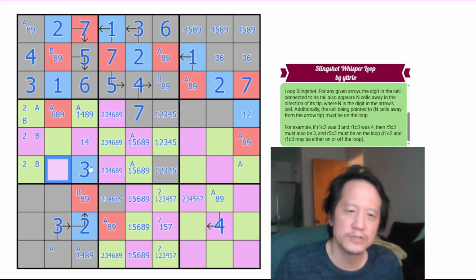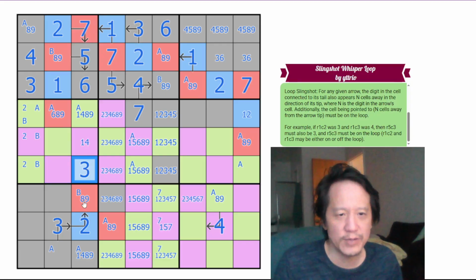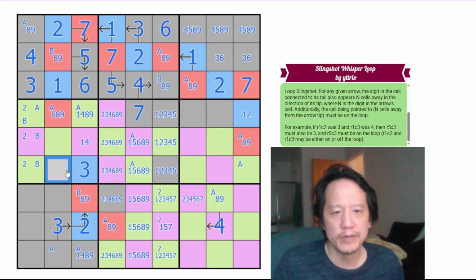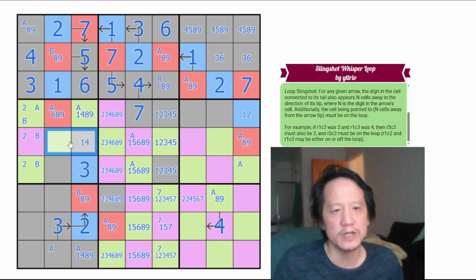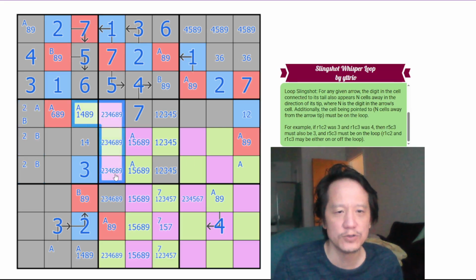Oh, no. So it can't go here. The 3 has to be next to 8 or 9. This can't be 8 or 9, the A. It can't be B because B is over here. So it cannot enter here. But it also cannot enter this way, because if it enters this way, this is a low digit. It's 1 or 4 guaranteed. So this cannot go either of these directions. So this is out. It can't go this way to connect anymore. It has to go this way.